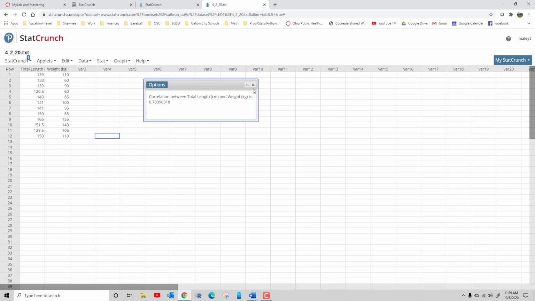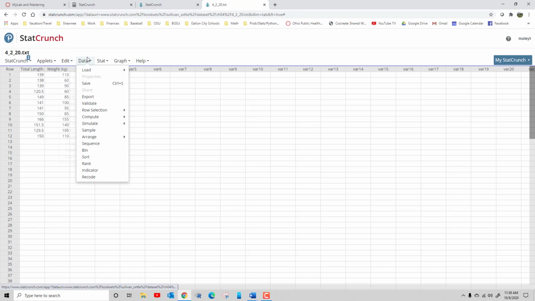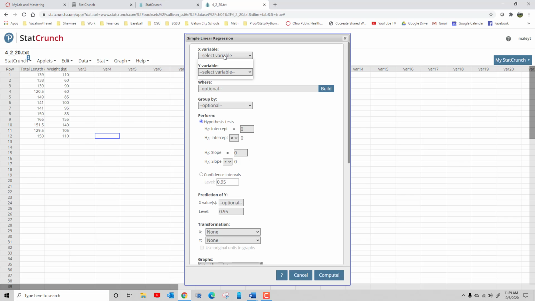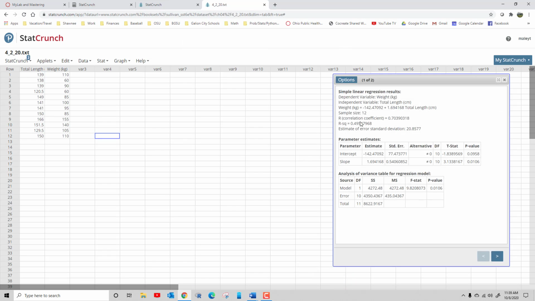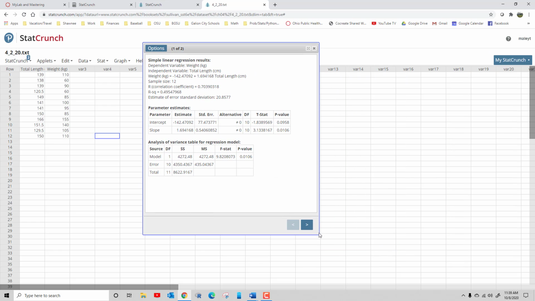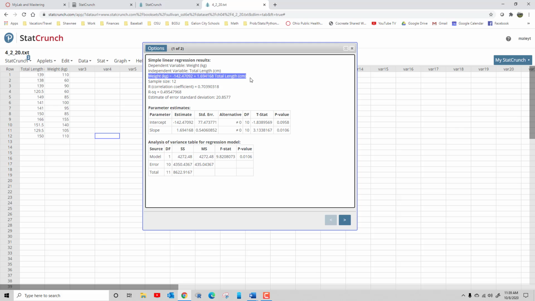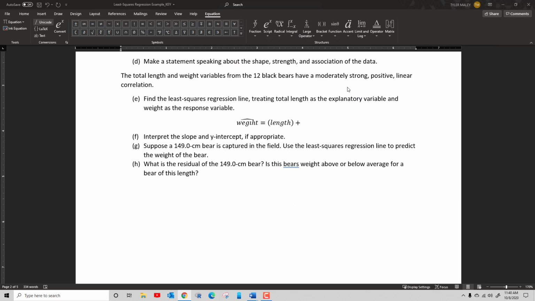So using StatCrunch, we can go to stat, regression, and then simple linear, right? And that'll pull up this where I can input the x variable and the y variable, and I can hit compute. And it gives me this nice table for those values, right? So what we're looking at is this equation, or we could find the intercept and the slope from this table right here. Either place. So I can plug those in now.